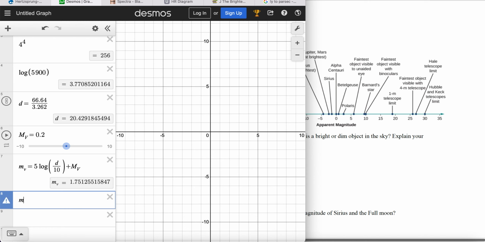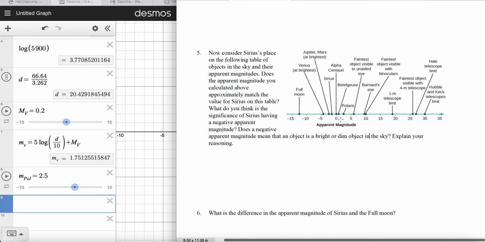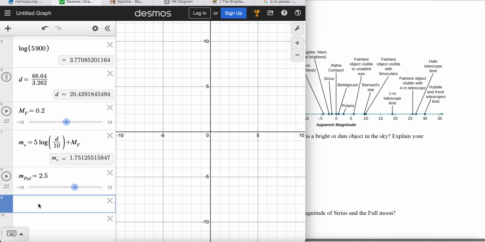I'm going to put down two apparent magnitude values, with subscripts indicative of their names. We'll have Pol for Polaris, and I'm just estimating it off the chart, because there aren't any finer tick marks here, but it looks like it's about halfway between 0 and 5, so I'm going to give it a 2.5. That's the kind of estimate I want you to do for Sirius and the moon, reading their apparent magnitudes off this table. You could also look them up online and find more exact values. Now let's do Alpha Centauri. That's flatly at 0, so that's fun.